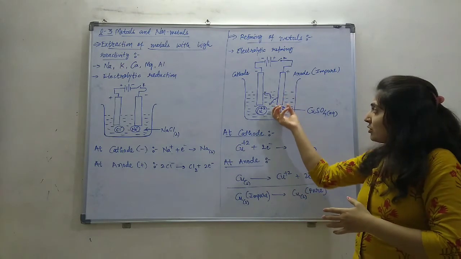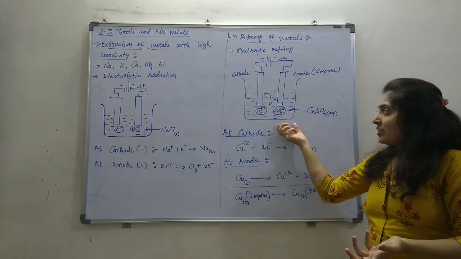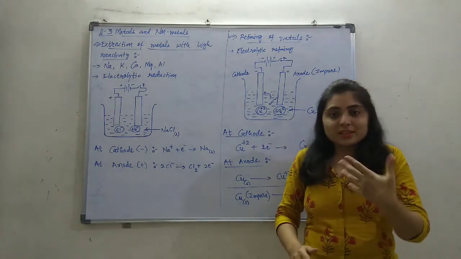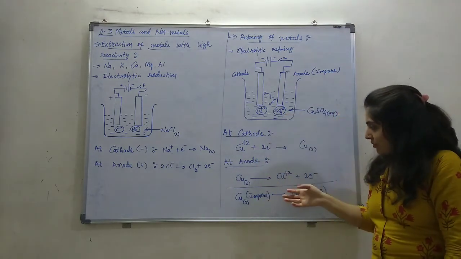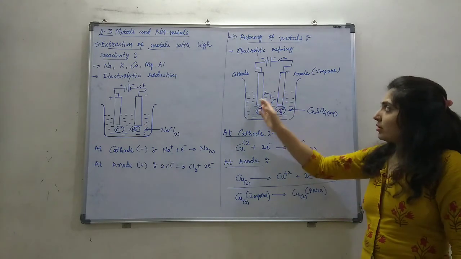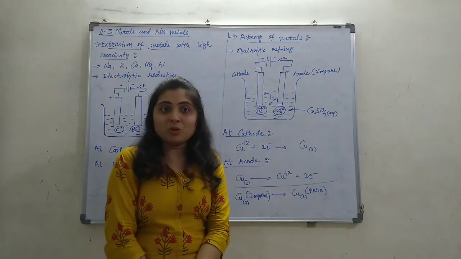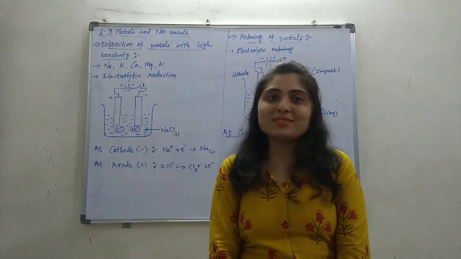And the remaining impurities will be insoluble in the solution, and that will be deposited at the bottom of the beaker. That will be called anodic mud. So that will be removed afterwards. So overall, at the cathode, 100% pure metal can be obtained. So read up to this, and still if you have any doubt, you can ask me. Thank you.